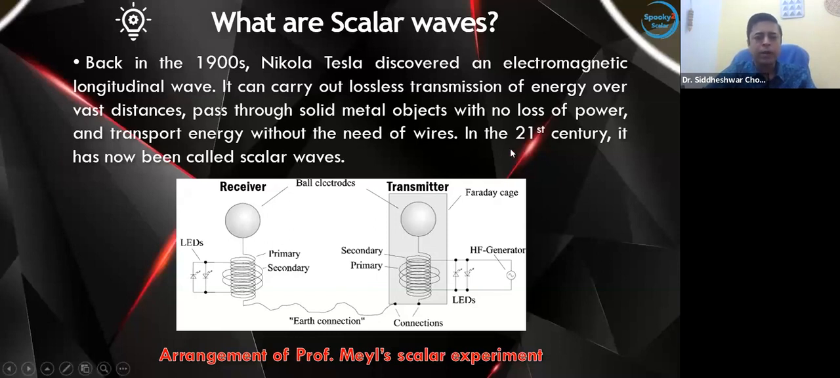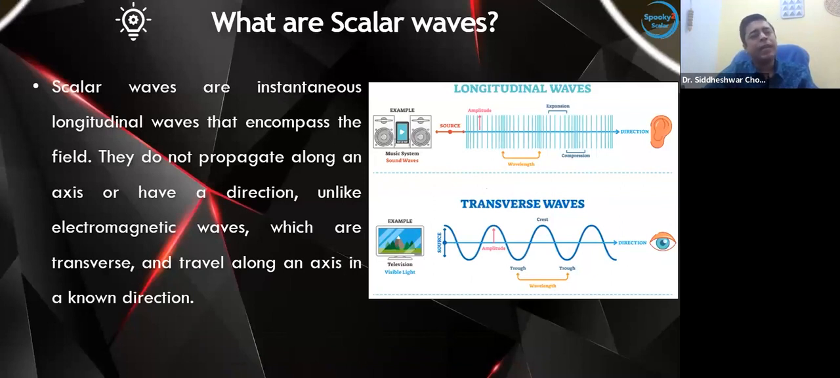So this is a quick preview of what scalar waves are. In general, scalar waves are instantaneous longitudinal waves that encompass everything. They do not propagate along an axis or have a direction, unlike electromagnetic waves, which are transverse in nature. These are also called non-Hertzian waves. A transverse wave is when the movement of the particle is perpendicular to the propagation of the wave. But scalar waves are longitudinal in nature, like the sound from the speakers. These are sound waves which need air to travel. So these are longitudinal in nature, the scalar waves.